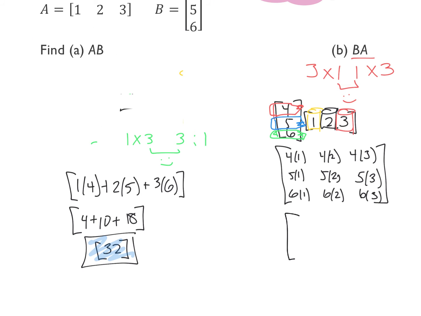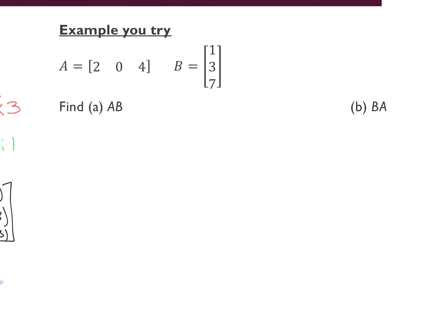So notice we'll have 4, 8, and 12 for row 1. For row 2, 5, 10, and 15. And for row 3, 6, 12, and 18. And this time, this is our answer. Take a minute or two and try this example yourself.